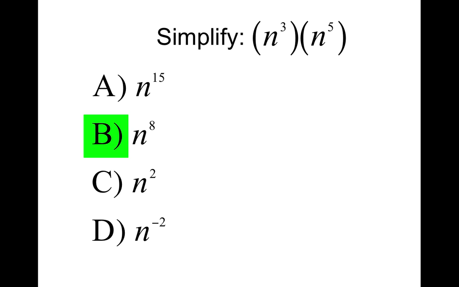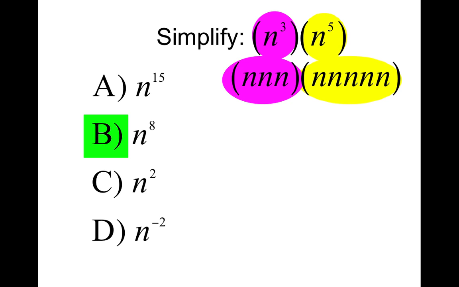That would of course be n to the eighth because we have 3 n's and 5 n's. We're multiplying those together. Altogether we're multiplying 8 n's. The shortcut here when we're multiplying together the same base is to add the exponents. 3 plus 5 is 8.